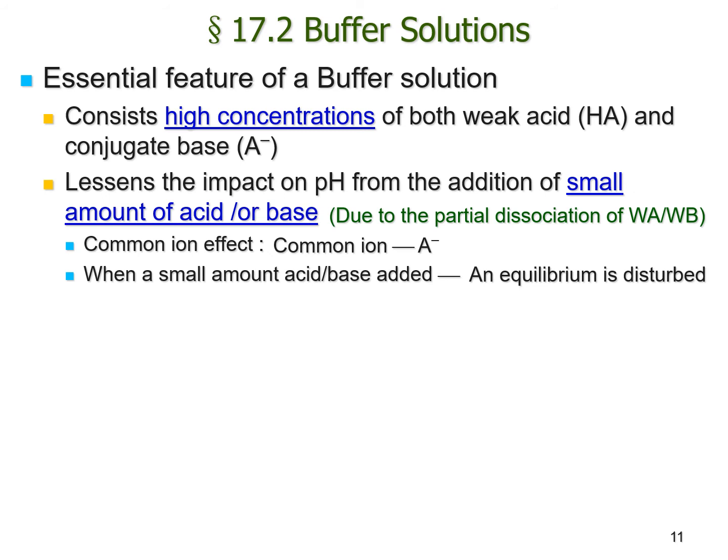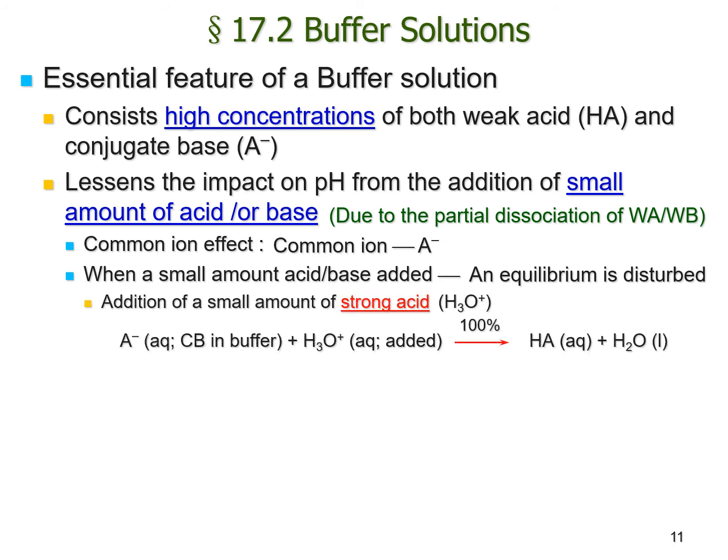When a small amount of acid or base is added, first, the old equilibrium is disturbed, it's gone. So if we add a strong acid, say hydronium, it is the conjugate base that is going to react with this hydronium as a base reaction. And since it's a strong acid, the reaction goes 100%. That means the hydronium introduced by the strong acid is going to be gone.